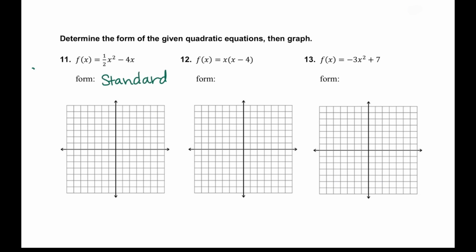When you're in standard form, you want to write down your a, your b, and your c. Your a value is 1/2. Your b value is a -4. Now, if you look, we don't have a c value. There's not a number at the end by itself. So what we can do is just tack on a 0. So we're going to have a 0 here.